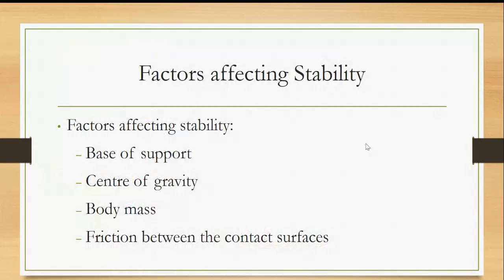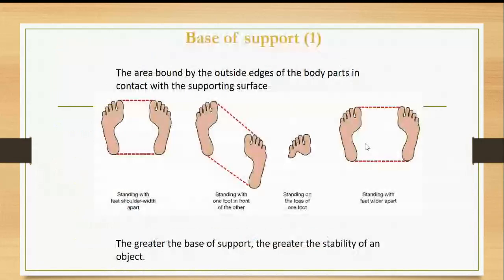So, factors affecting stability: we have a few. A base of support, center of gravity, the body mass, and the friction between the contact surfaces. The base of support is basically the points of contact which are touching the ground. It is the area bound by the outside edges of the body parts in contact with the supporting surface. So you can see the difference in the examples.